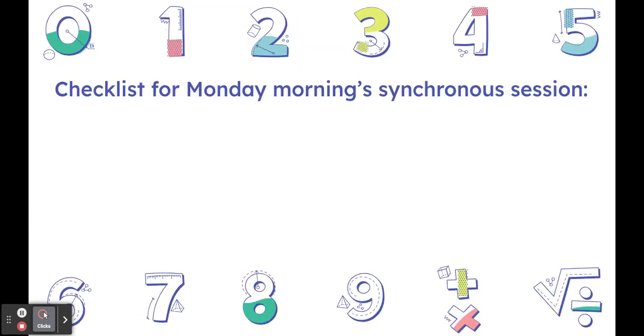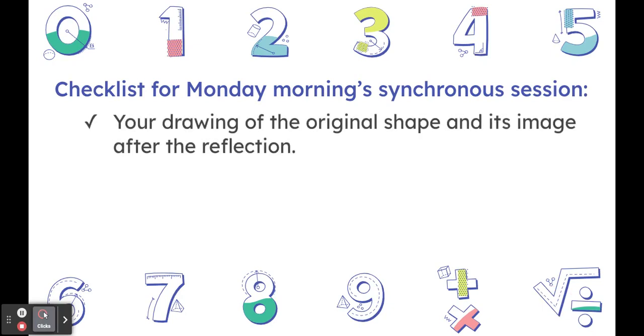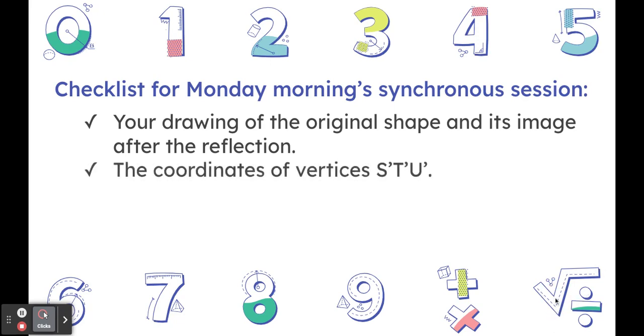Here's a checklist for your Monday morning synchronous session. You need to bring your drawing of the original shape and its image after the reflection. So you can hold that up to your camera and show me to confirm that you did the Monday Math Challenge. You need to also make sure that you have the coordinates of vertices S prime, T prime, and U prime. Ideally, you'll just label them on the diagram or write them on your drawing.